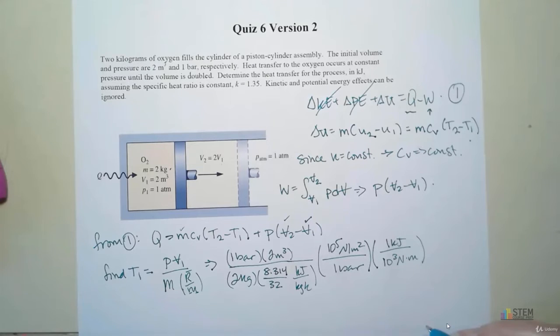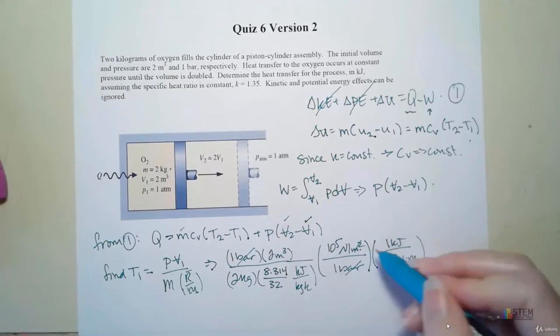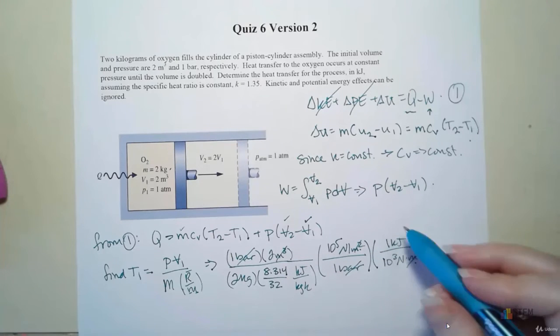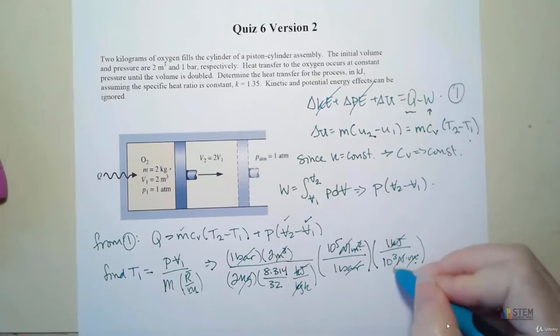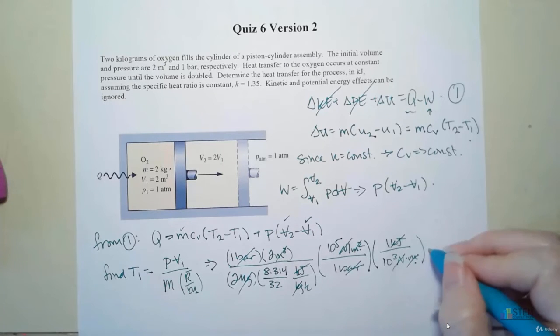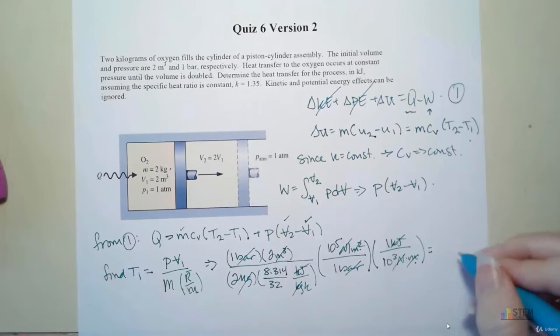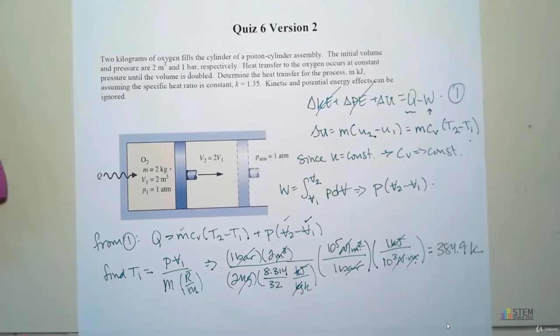Okay. So once you do all that, it's going to give you the units that you need because the bar cancels out. Cubic meters, notice we got a meter down here, square meter, so all of these cancel out. Kilojoules goes away, and then kilogram goes away right there. And finally newtons goes away. So we got rid of all those units except for kelvins, and we get 384.9 Kelvin for T1. Okay, so now we've got that.